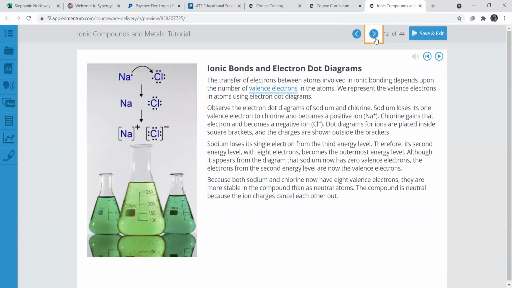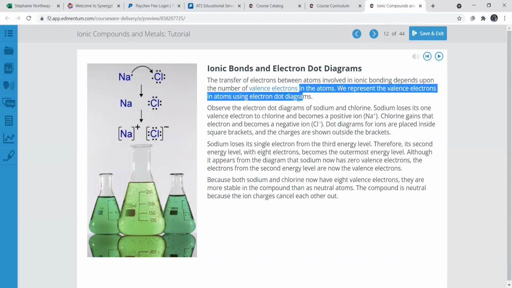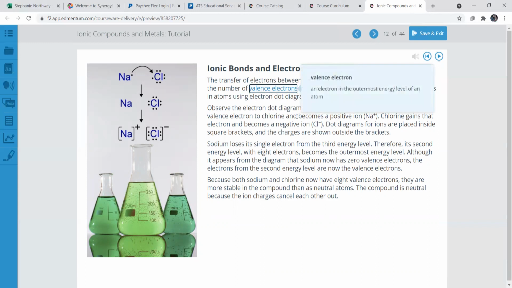Pretty interesting. Okay, valence electrons. So this is the main definition here, the main thing that you'll take out of this. The valence electrons are the electrons in the outermost shell. Let's read this. You have an electron in the outermost energy shell of an atom. So when you see valence electrons, think outermost shell.